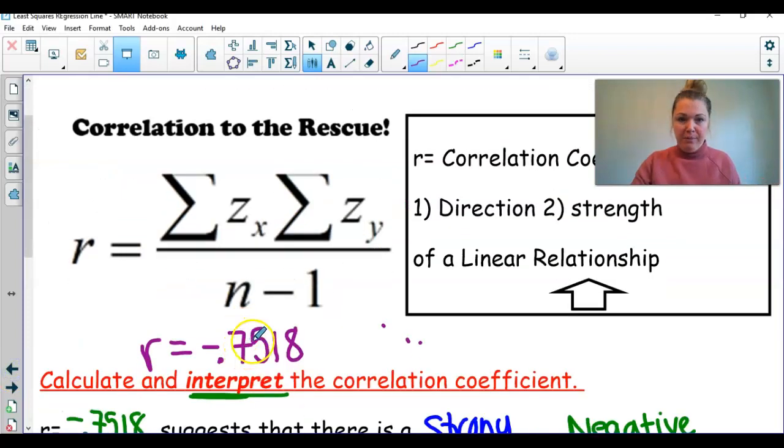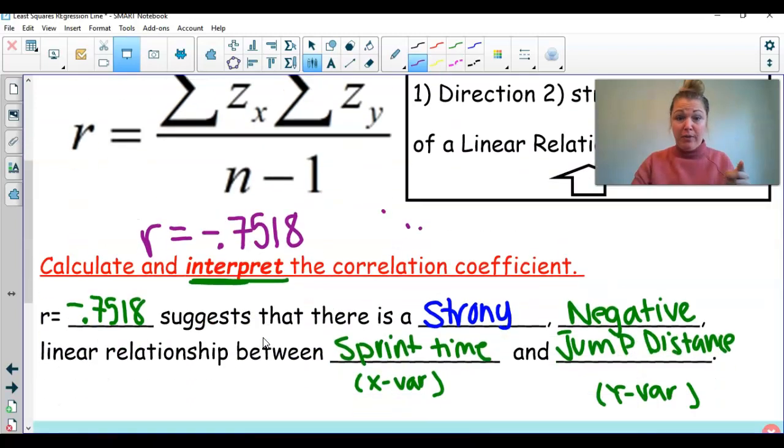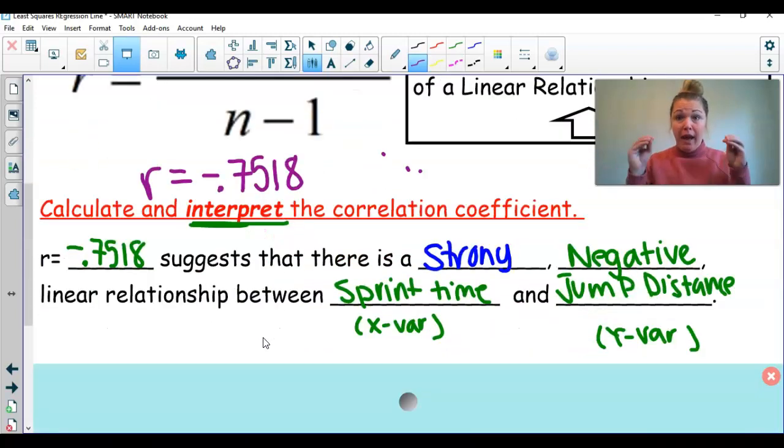Okay, so here we go. Interpreting it, write it down, and then I'm going to talk you through it. So pause the video right now and write what I have down. Now let's talk about what it means.